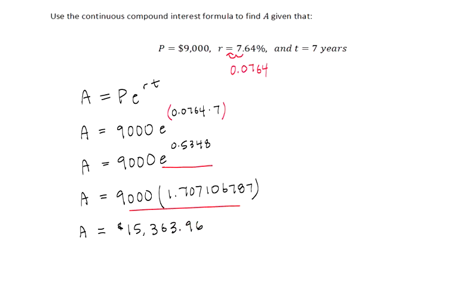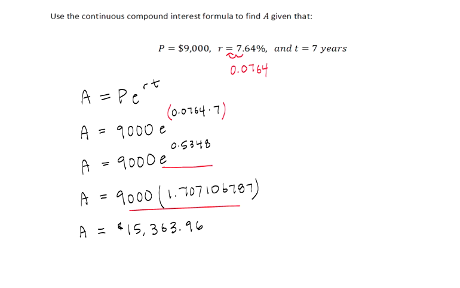$15,363.96. Since this is a dollar amount that we're looking for, I'm going to round to the nearest cent. And so the amount using the continuous compound interest formula is $15,363.96.